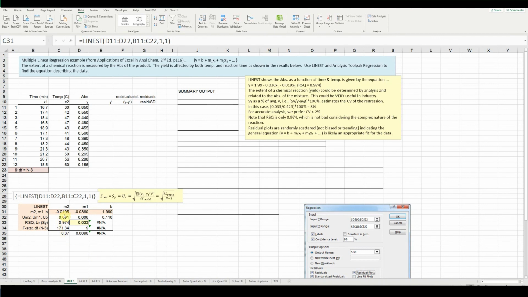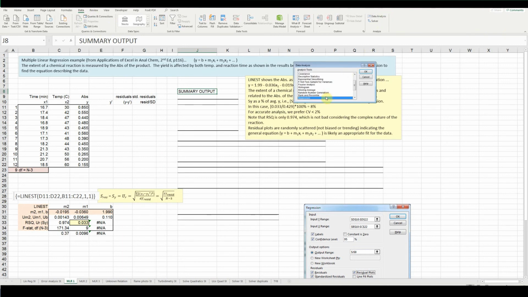And here are the uncertainties of the coefficients of the time, the uncertainty of the coefficient of the temperature, and the uncertainty of the intercept. Let's get one more sig fig here. I'll take 2. All right, let's do it again now. This time we'll use Analysis Toolpak. On the Data tab, choose Data Analysis, Regression.